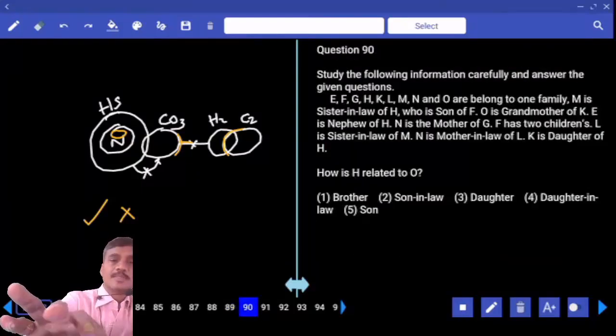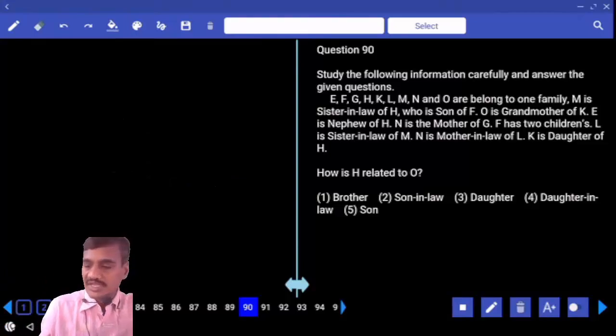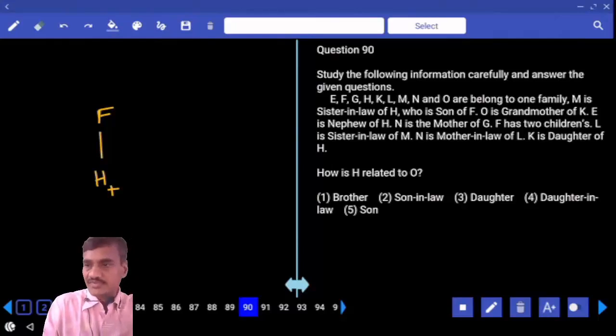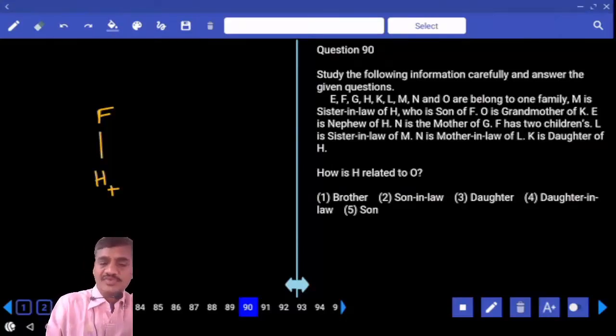Now in question numbers 90 to 92, how many persons are there? There are some 8 people, and they belong to a family. M is the sister-in-law of H. H is the son of F. F is here, and H is the son of F. And M is the sister-in-law of H.